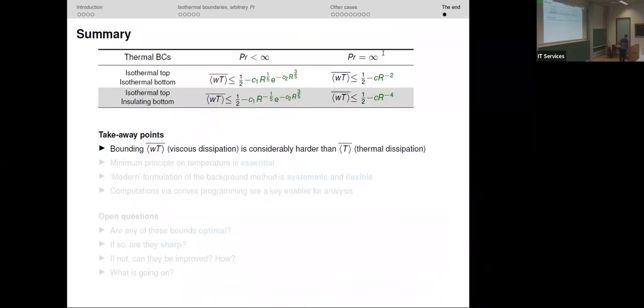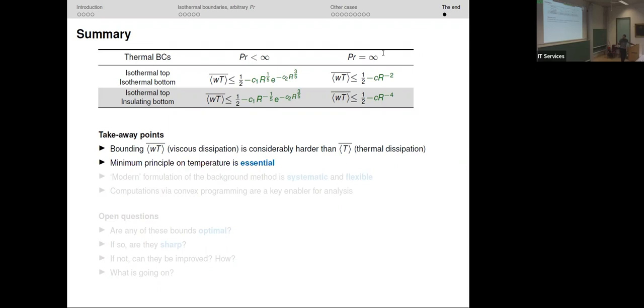So I want to leave you with a summary of the 4 bounds that I've discussed, but I want to summarize a few takeaway points. The first one is that bounding the mean of WT, this vertical heat transport for internally heated convection, is significantly harder than bounding the mean temperature. One is related to the viscous dissipation, one is related to the thermal dissipation. These quantities in internally heated convection are different, and one is much harder to study than the other.